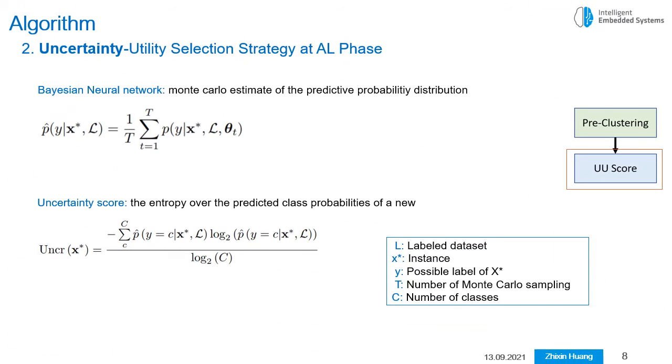At the AL phase, we propose an uncertainty-utility selection strategy. We use a Bayesian neural network to estimate the probability. The theta are sampled terms, and we get a Monte Carlo estimate of the prediction probability distribution on the label y as the average regarding a new unlabeled instance x star. In our case, we calculate the entropy over the predicted class probabilities of a new instance to estimate the uncertainty score.